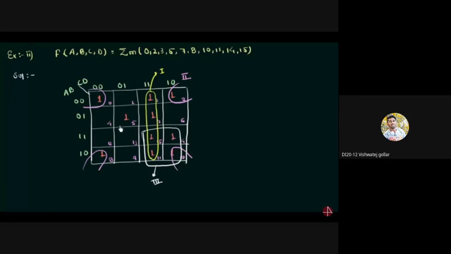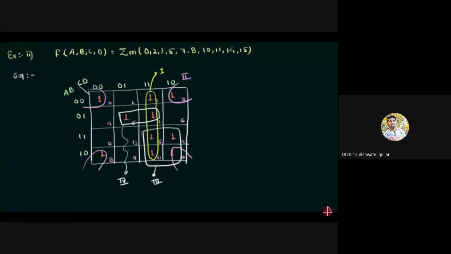Now we are only left with this one, and it can be simply combined like this. There is no other way to combine this one. It can only be combined with this one. So this is our fourth prime implicant. Okay, 1, 2, 3, 4.